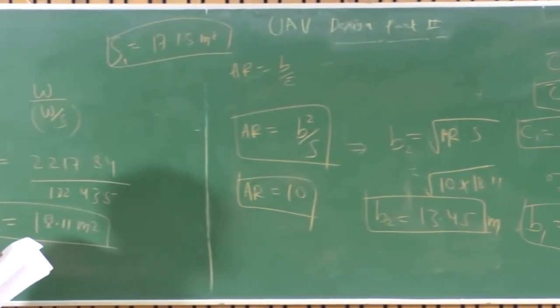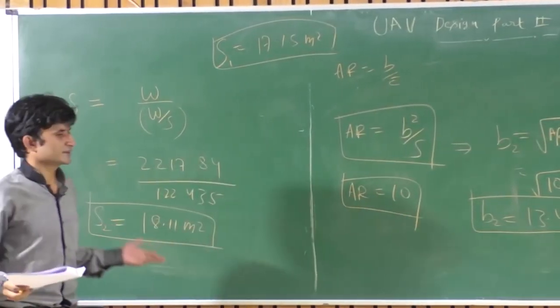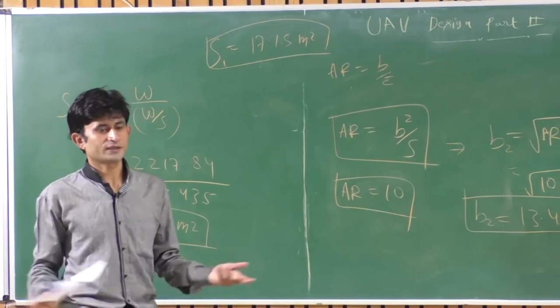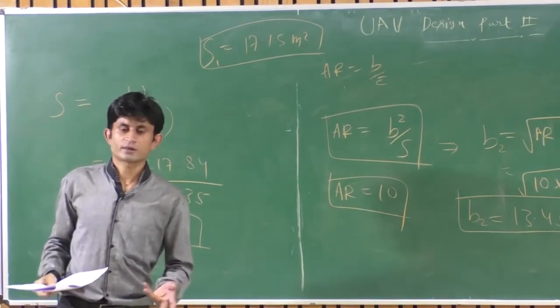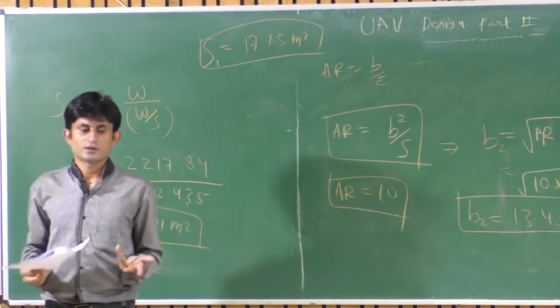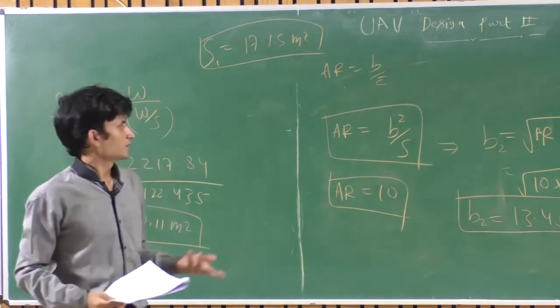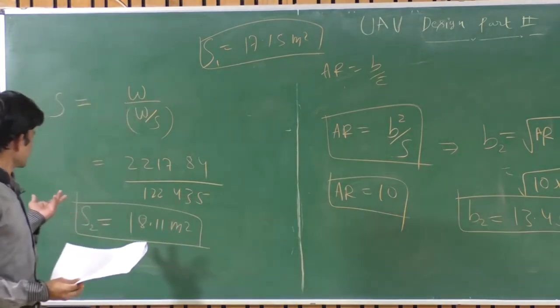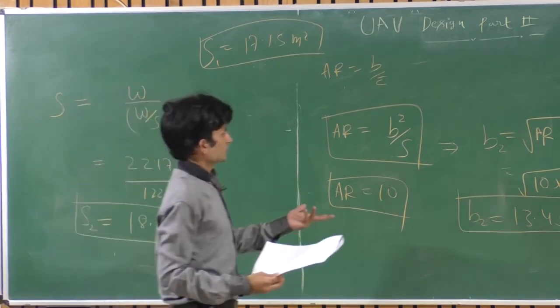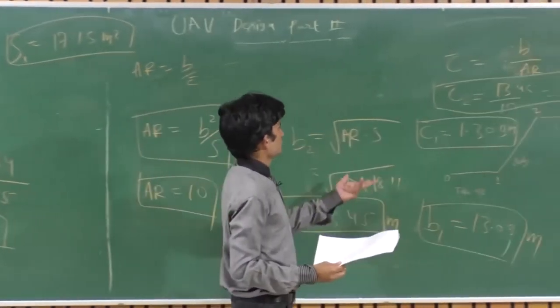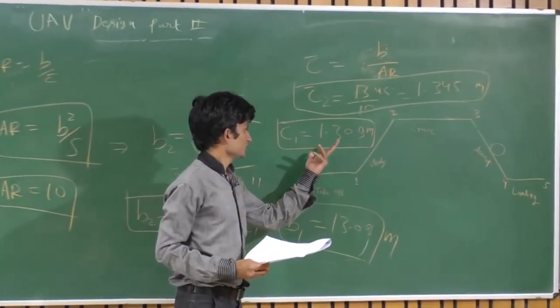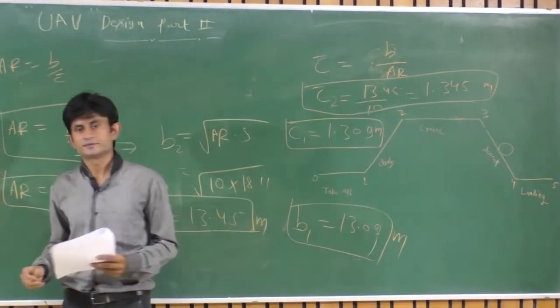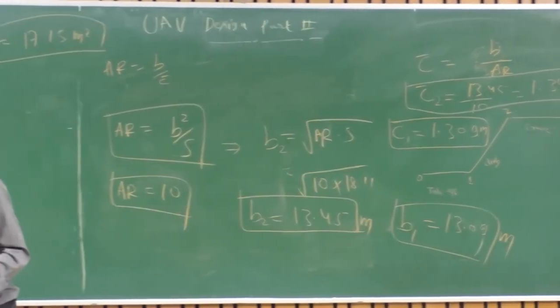So now your wing sizing is completed. First is weight estimation. For that particular class weight, you required the wing, you design your wing, area is this much, span is this much, your wing chord should be 1.309. So this is nothing but the wing sizing.